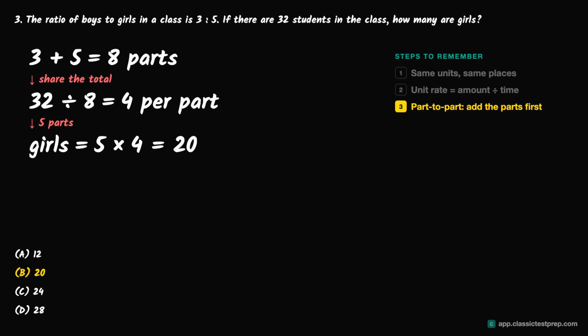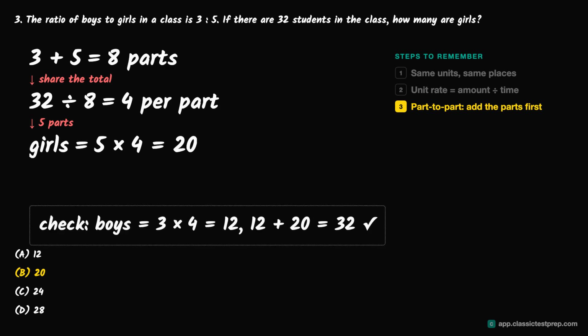Answer B. Look out for the obvious trap, which is 12, which is the correct number of the boys, but that's not what the question asked you.